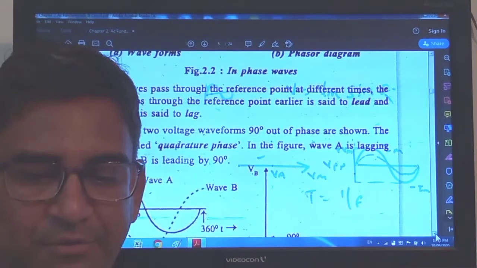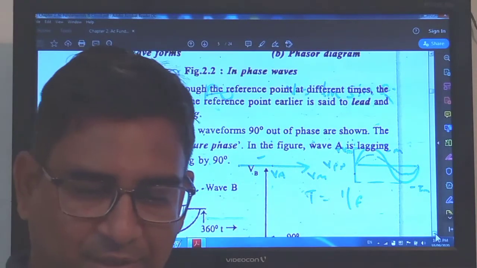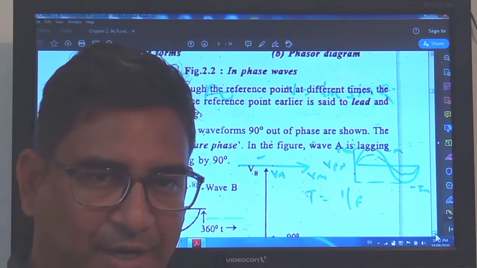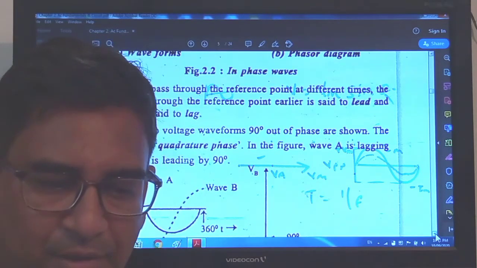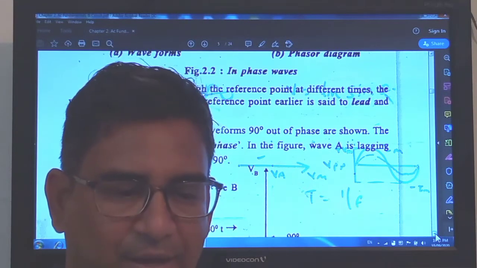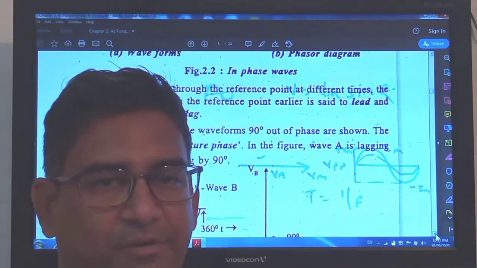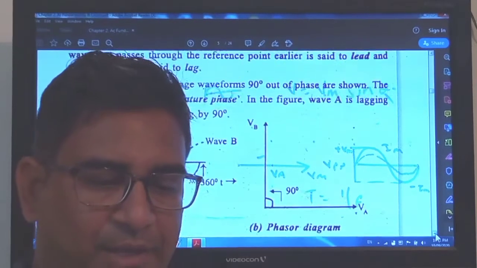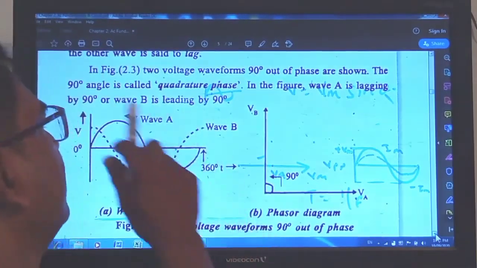If the two waves pass through the reference point at different points, then you may say that one is leading and the second is lagging. The wave that passes the reference point earlier is said to lead and the other wave is said to lag. Okay, students.